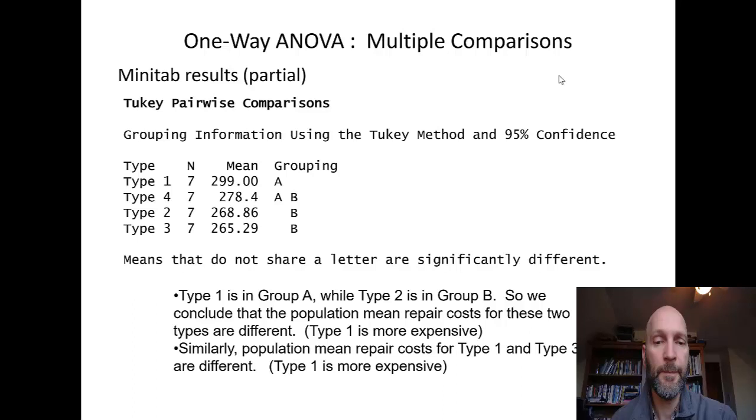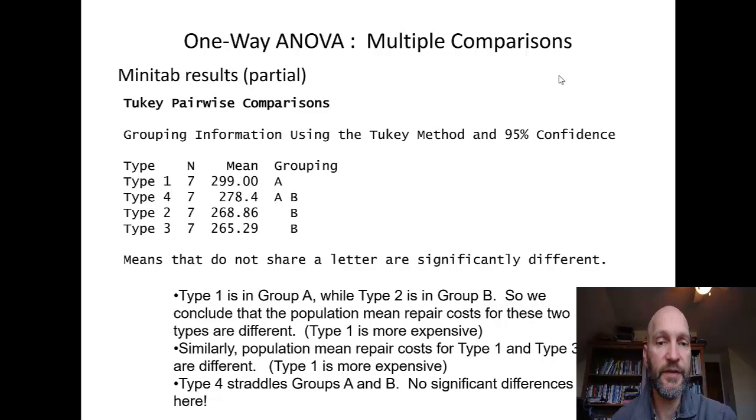We get the same information about type 1 and type 3. Type 1 is in group A, type 3 is in group B, and they're different, so they are going to be different again with type 1 being more expensive. If we look at type 4, that straddles both groups because it's in both groups. So there's no significant differences between 1 and 4 and 4 and 2.